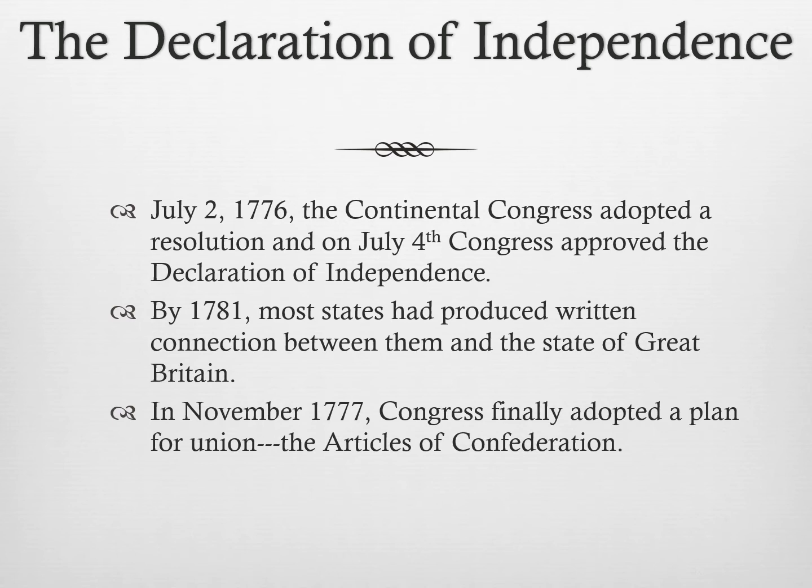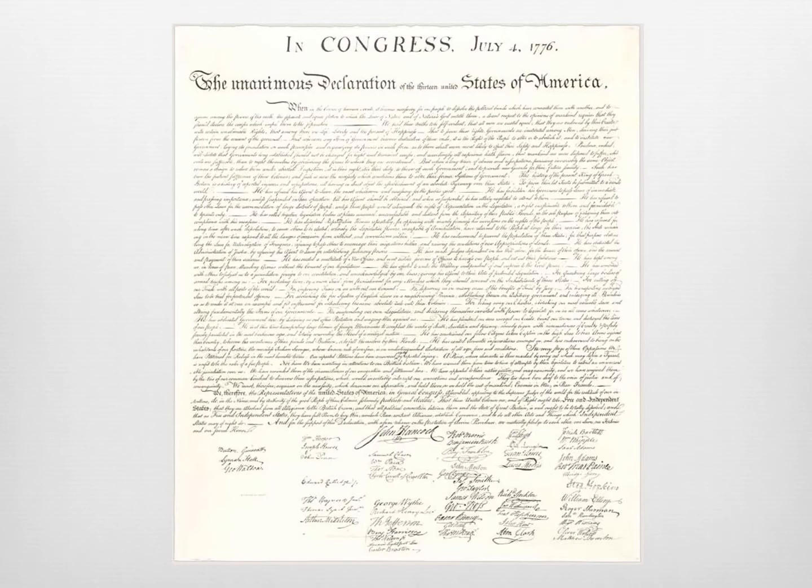Now on July 2nd, 1776, the Continental Congress is going to adopt a resolution, and 2 days later, on July 4th, Congress is going to approve the Declaration of Independence. And the next slide shows you the Declaration of Independence with all of the signatures with John Hancock. You can't miss his name, which is done on purpose.